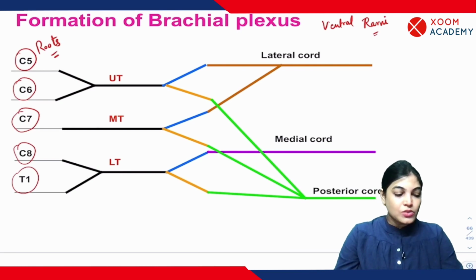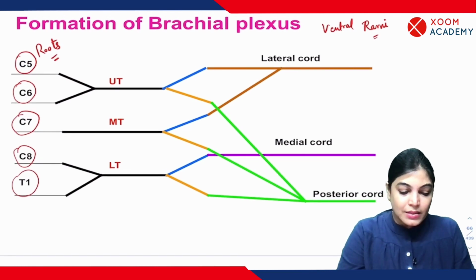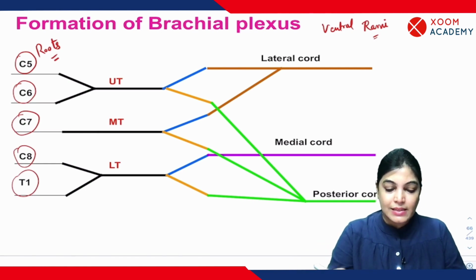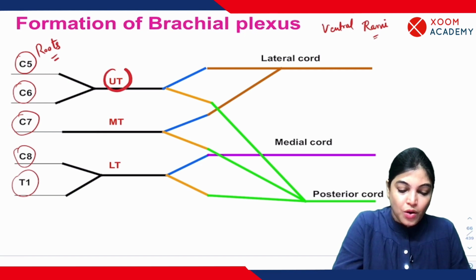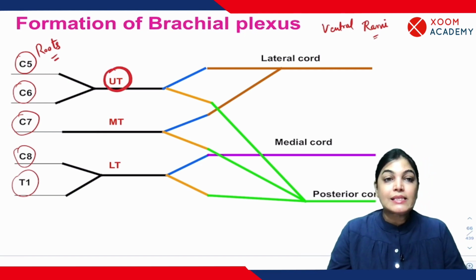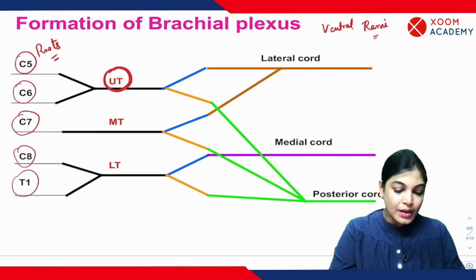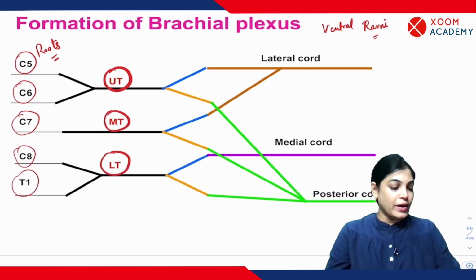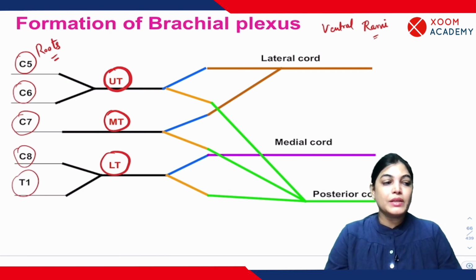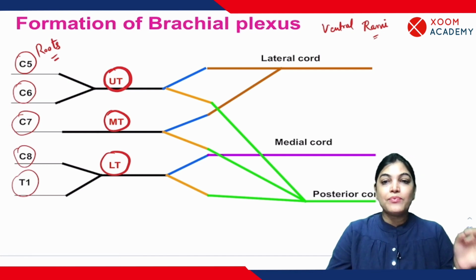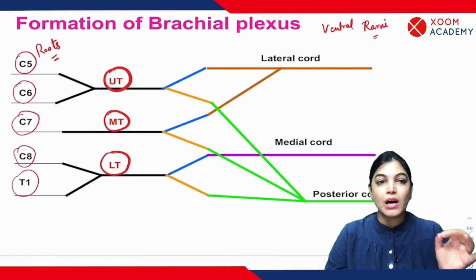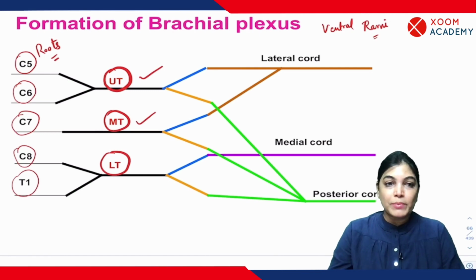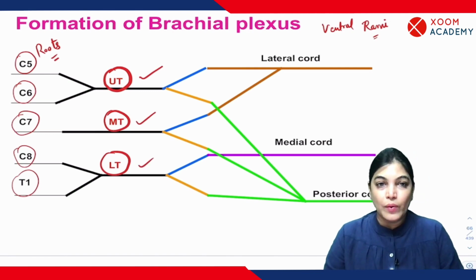Now, in this diagram itself, you can appreciate that the roots of brachial plexus again join to form the trunks. C5 and C6 join to form the upper trunk. C7 alone continues to become the middle trunk. C8 and T1 join to form the lower trunk.